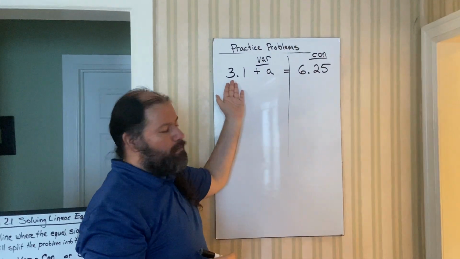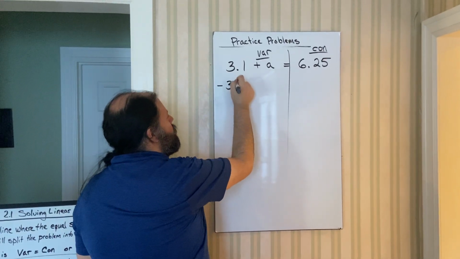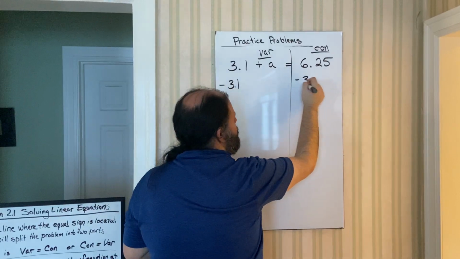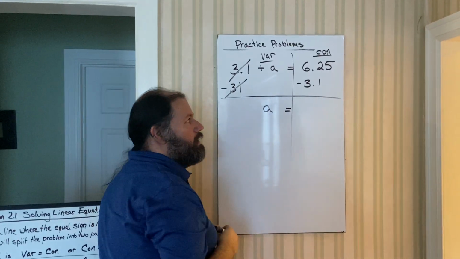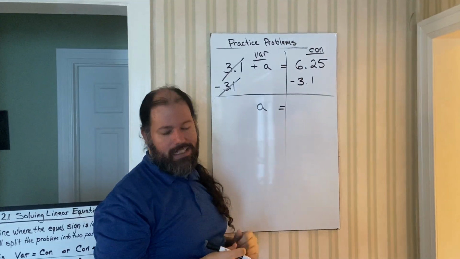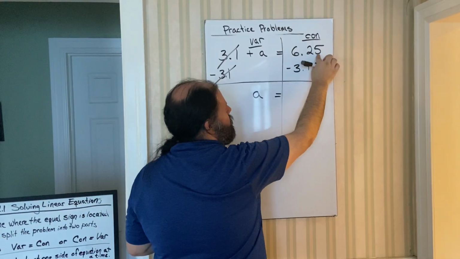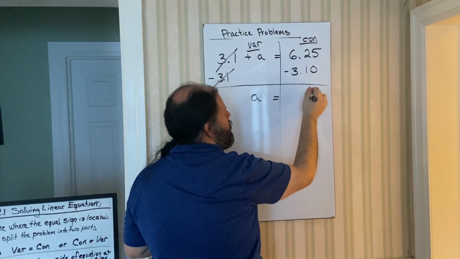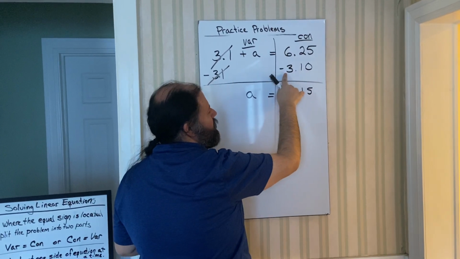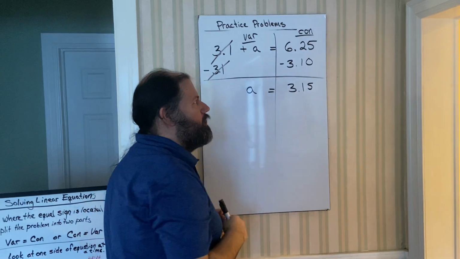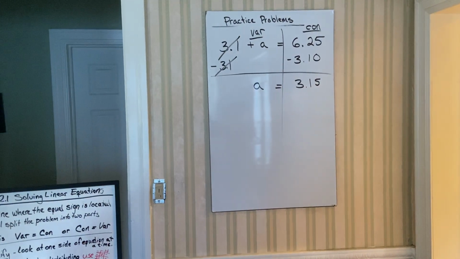This 3.1 needs to move, because it's not a variable, so the opposite of a positive would be a negative. If I do a negative 3.1 here, I have to do a negative 3.1 here. These cancel out, so I get A. And then hopefully you know that a positive number and a negative number you subtract. Use your calculator if you have to, or if you're doing it by hand, 5 from 0 is 5, 2 from 1 is 1, 6 from 3 is 3. Who wins the tug of war? 6 players or 3 players? Team 6 wins, so it's going to be a positive 3.15.